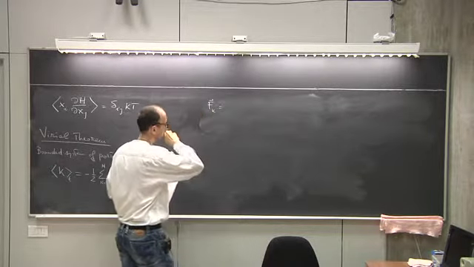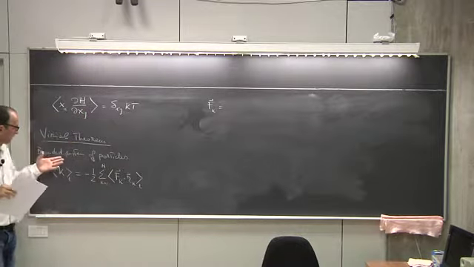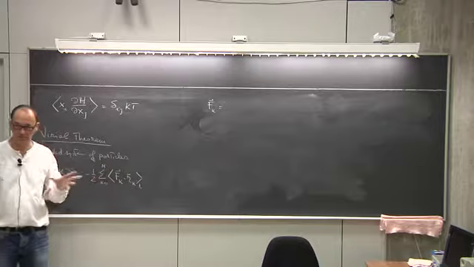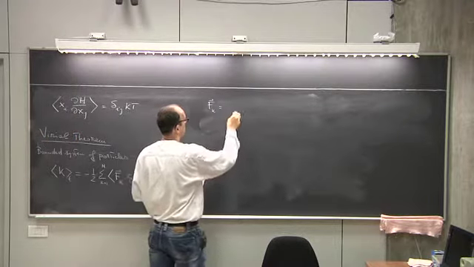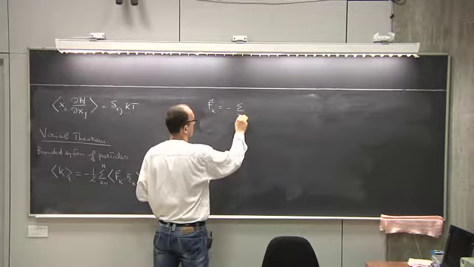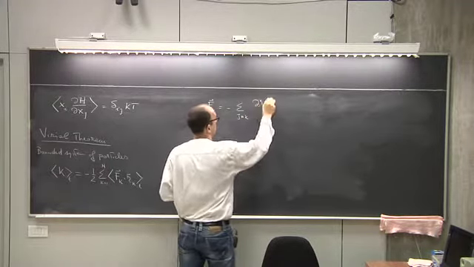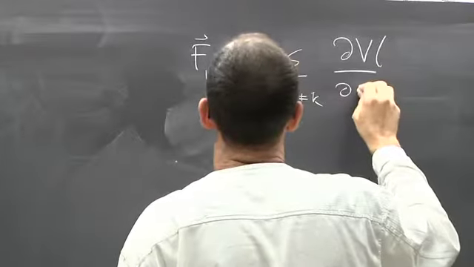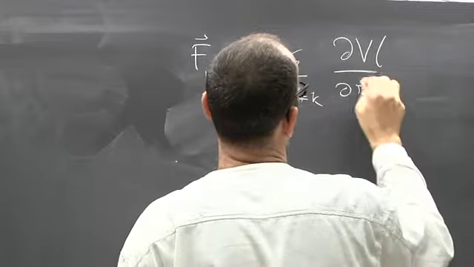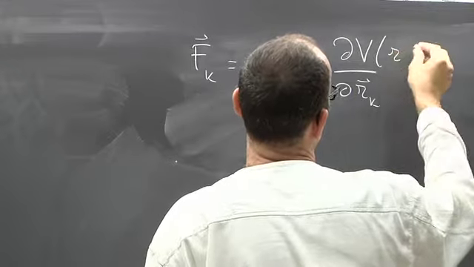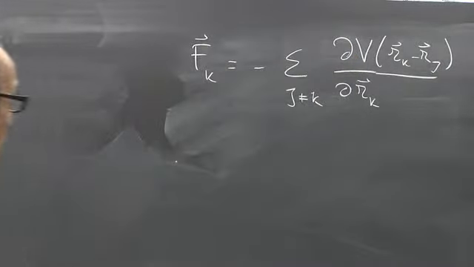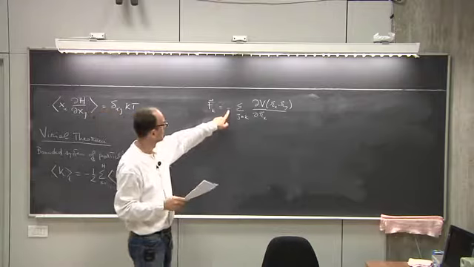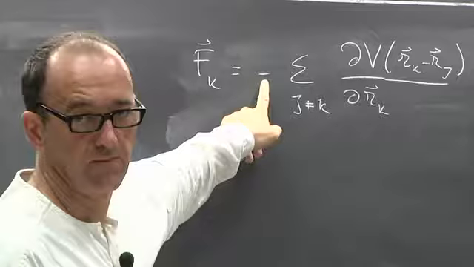acting on a particle is, if you have a system of particles which interact with a pairwise potential, the force which acts on a particle K is minus the sum over all the other particles of the derivative of the potential with respect to R K, and the potential will typically depend on R K minus R J. So the potential is a function of the length between them.